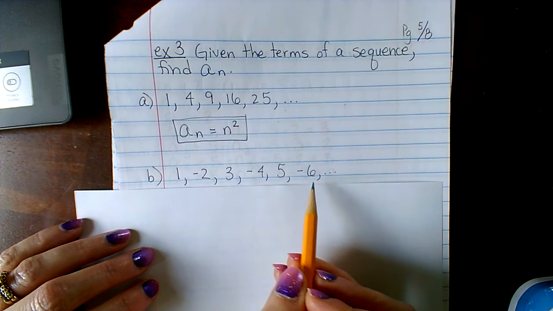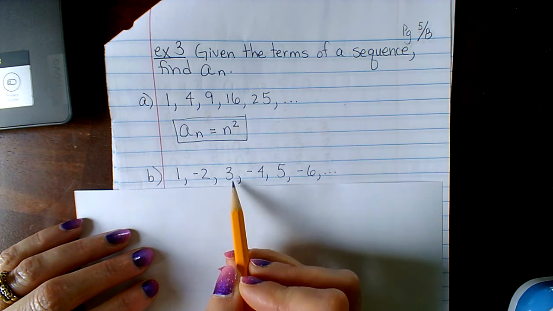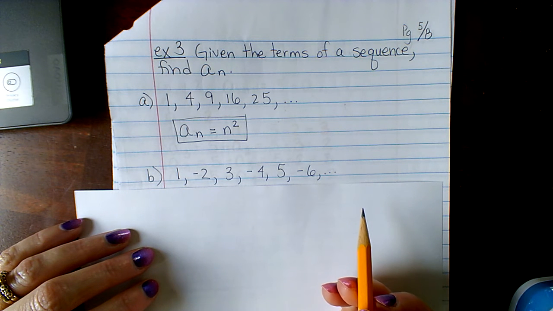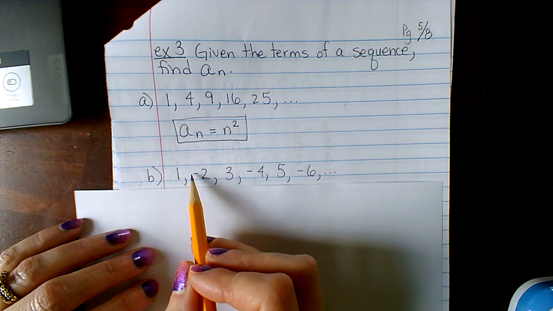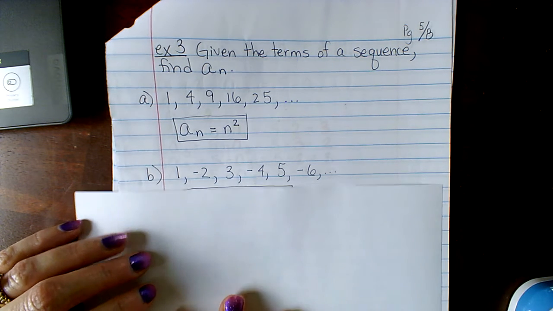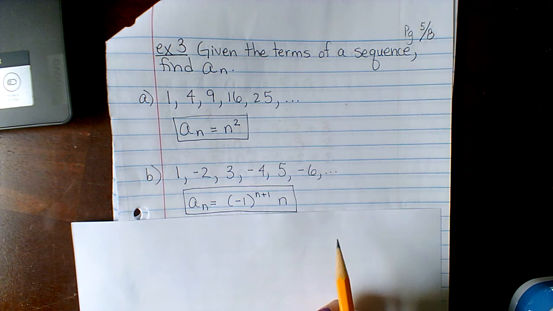The 1, 2, 3, 4, 5, 6, that's easy enough. That's just n, right? Because that's the first term, second, third, fourth, fifth, sixth. Easy enough. The alternating starts with positive, negative, and so on. So I'm going to use this formula, negative 1 to the n plus 1.